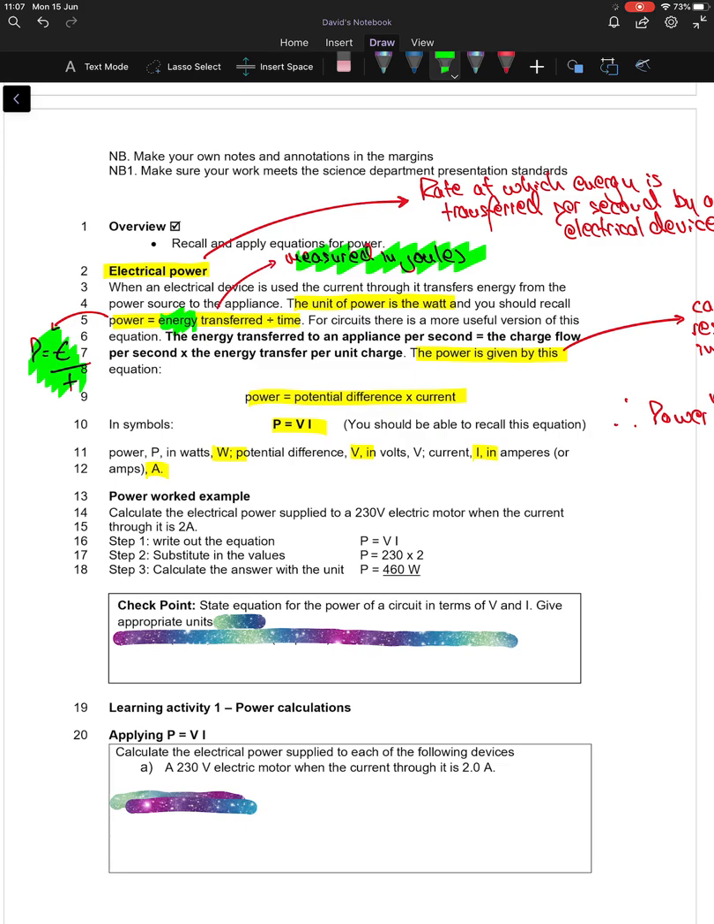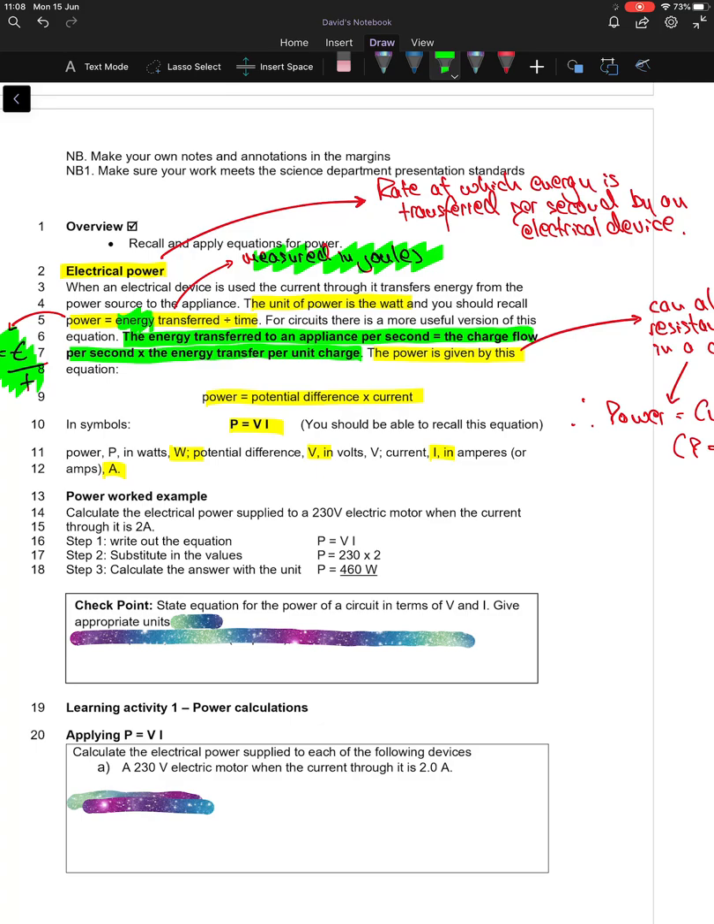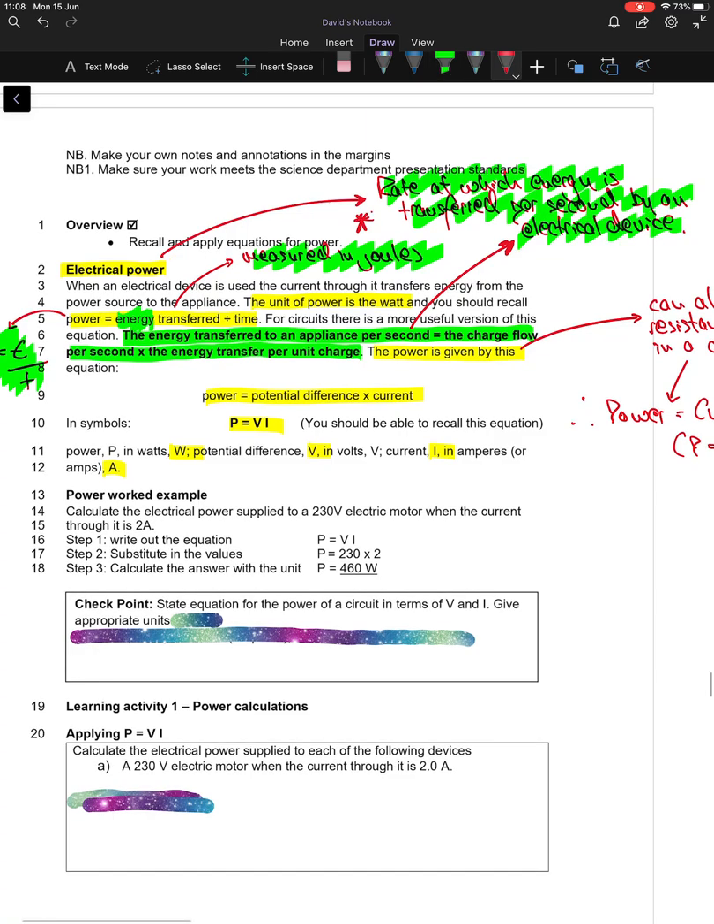For circuits, there's a more useful version of this equation. The energy transferred to an appliance per second equals the charge flow per second times the energy transfer per unit charge. Now, it can be a little confusing, that definition. So if we simplify it, this is the important thing to try and remember today. Electrical power is the rate at which energy is transferred per second by an electrical device. So this is worth making sure you've got written down in your annotations just to try and understand this concept.